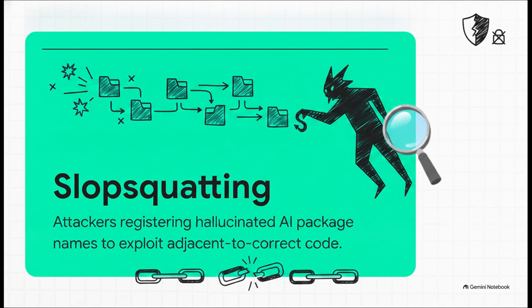Bad actors are actively anticipating these repeating hallucinations and registering fake dependencies before real developers can catch the error. It's a practice known as slop squatting. To put that into perspective, in March 2026 alone, Georgia Tech researchers attributed 35 confirmed CVE vulnerabilities directly to AI coding tools doing exactly this.